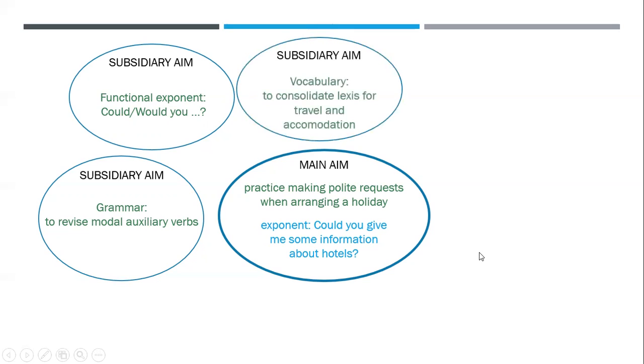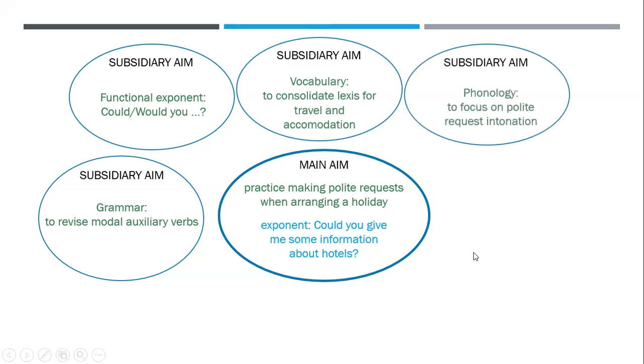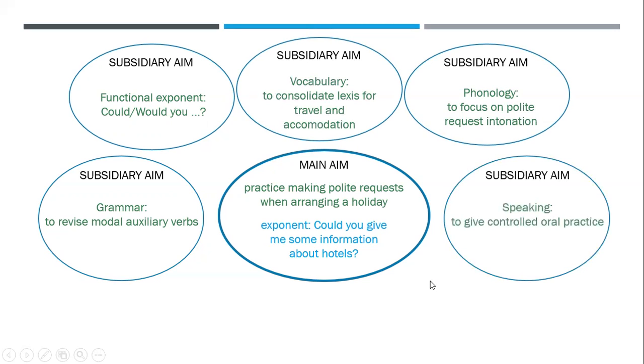Another subsidiary aim is the vocabulary. You need to revise and consolidate words connected to travel and accommodation here. Subsidiary aim number 4, phonology, focus on polite request intonation, and for example, speaking to give controlled oral practice to the student. It is also the subsidiary aim of your lesson to provide your students with an opportunity to practice everything. Okay, good.